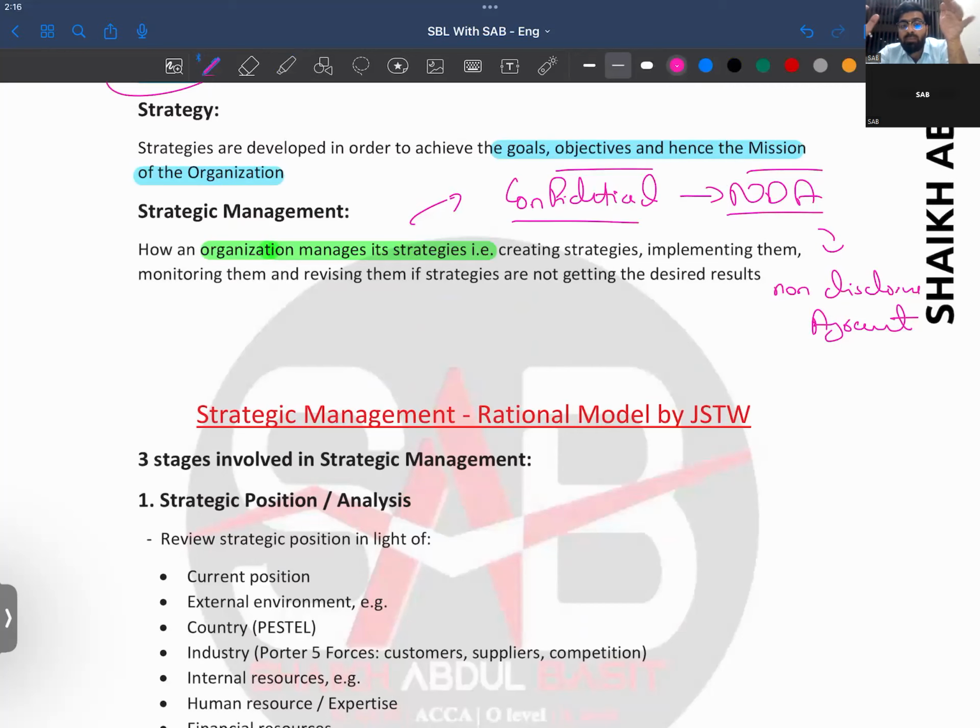So strategic management is basically how an organization manages these strategies. Strategies made are open-ended, depending on whether the organization is a risk seeker or risk averse. You guys have to think of it. Creating strategies, implementing them, monitoring them, revising them, getting the desired results, comparing the strategy with the actual numbers.